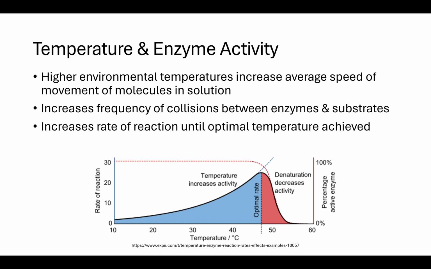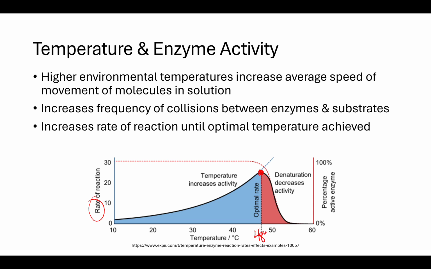So you'll see this on graphs that show the rate of the reaction. Sometimes it'll be an actual measurement of the rate at which substrates are used up or products are produced. Other times it'll just be listed as percent of maximum activity. And then here what you see is the optimal rate is where you see the peak in this enzyme activity, which looks like it's falling somewhere around maybe 48 degrees.